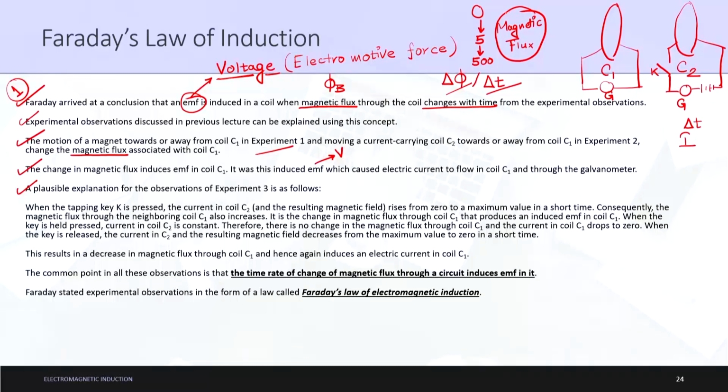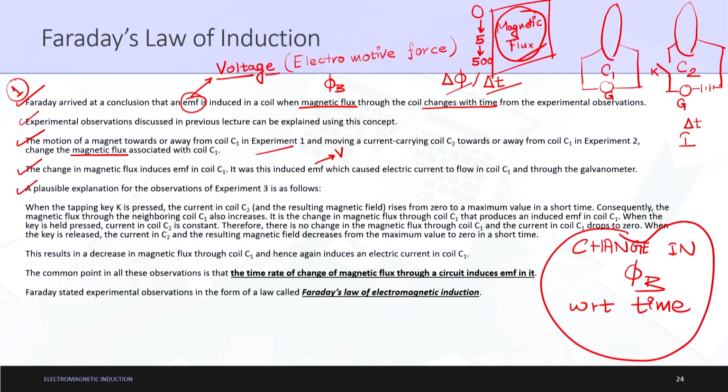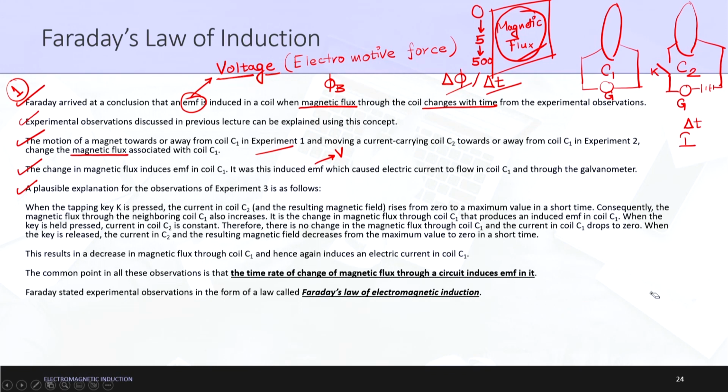So everything related to all the experiments shown in the last lecture was only and only due to change in magnetic flux. If I write it big here, it is only due to change in magnetic flux with respect to time. This is the main concept, the reason, the possible explanation for all the induction of currents. So let me just read the line.